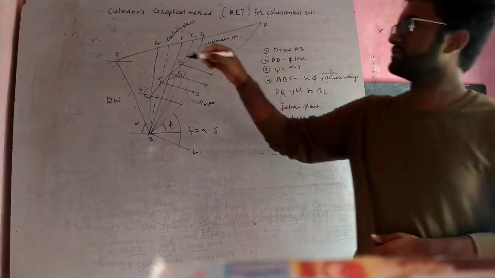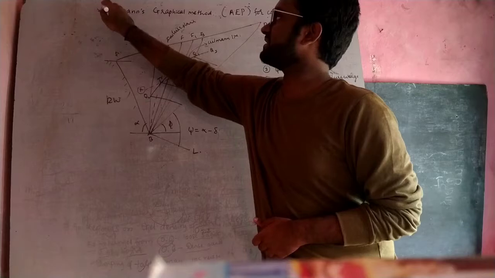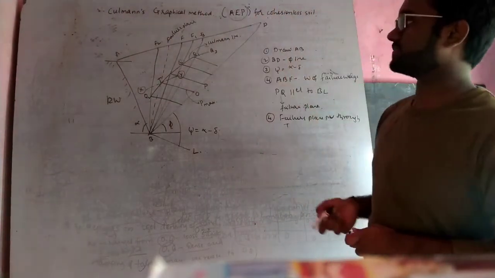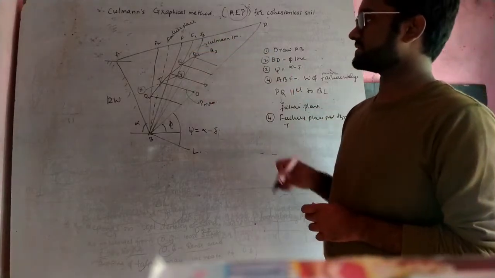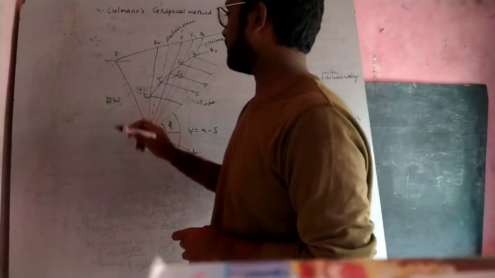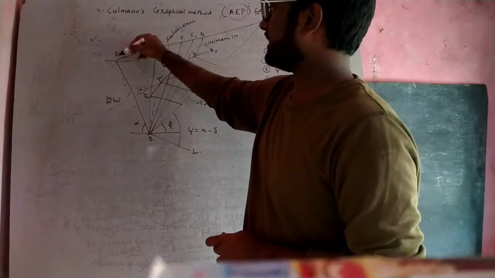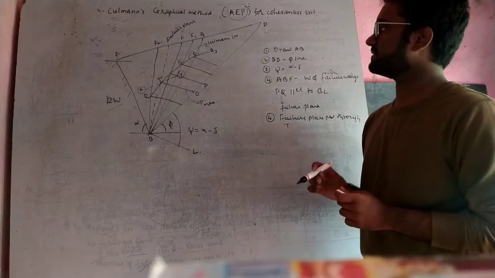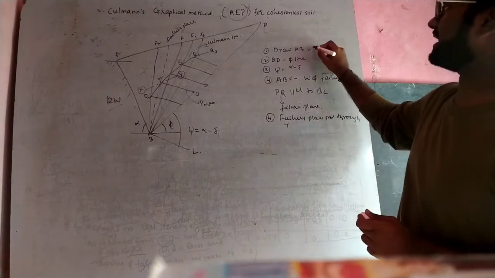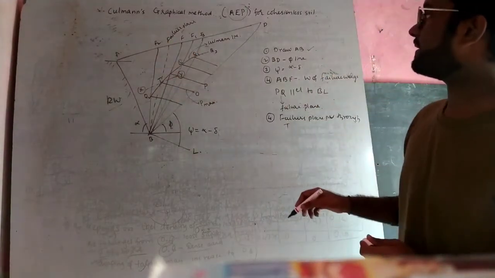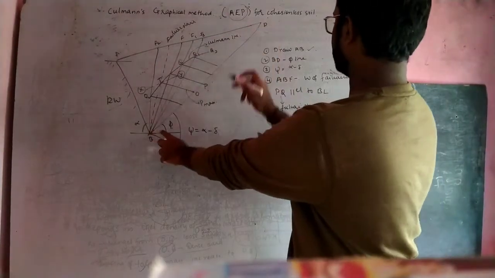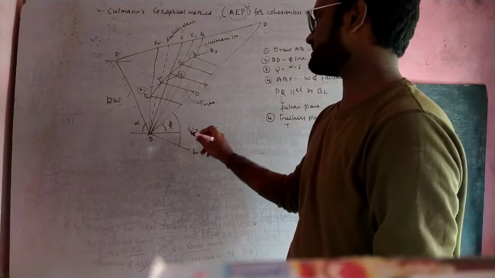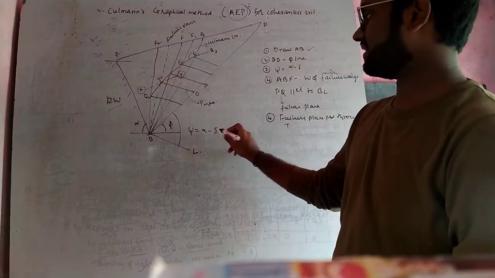Now let us discuss an important thing, that is Culmann's graphical method for cohesionless soil, to determine the active earth pressure. This is the diagrammatic representation. This is the retaining wall. This is AB, the surface in contact, which represents the graphical method. Initially we have to draw the line AB. AB is drawn. Now BD is the phi line, so this is the phi angle. This psi angle is equal to alpha minus delta.